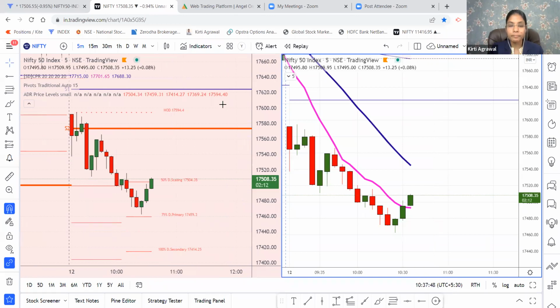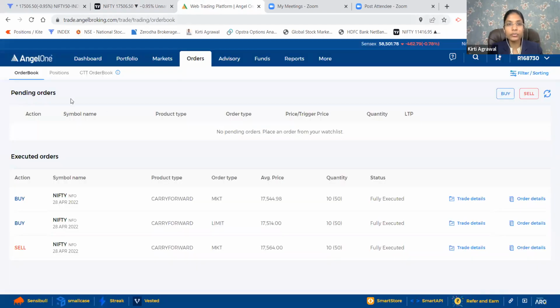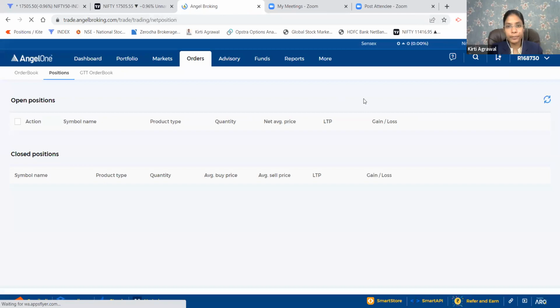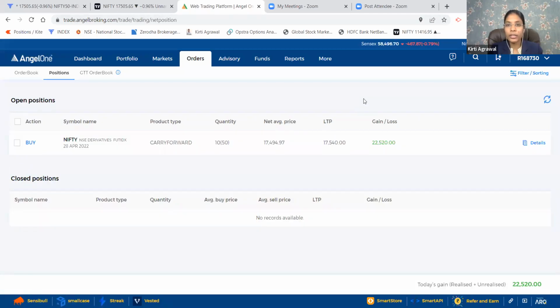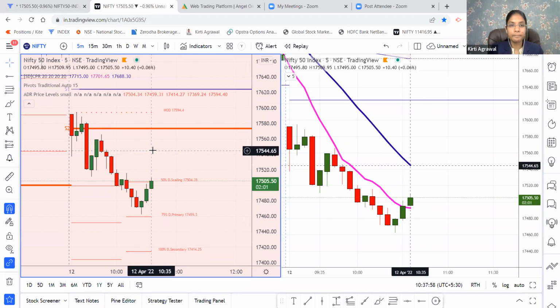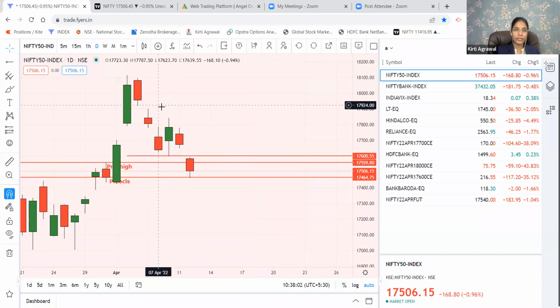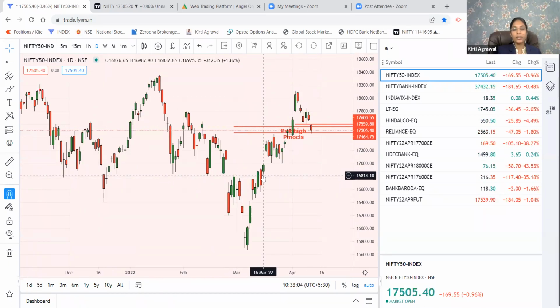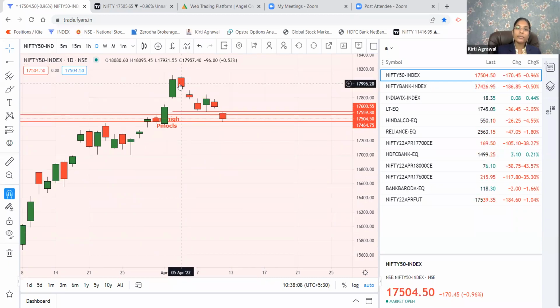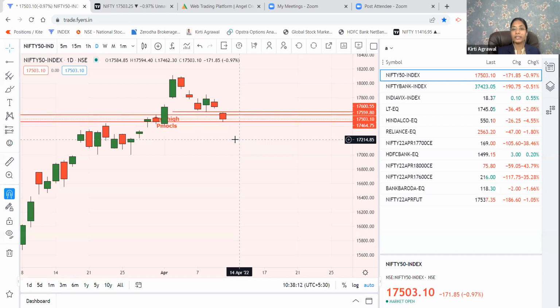Okay, so let's move on. I will be showing you my positions. I only bought 10 lots, right? Now let's go here. If you see Nifty on a daily chart, from a bigger time frame perspective, we are falling from the last how many days? From the last 7 days, 6 days.